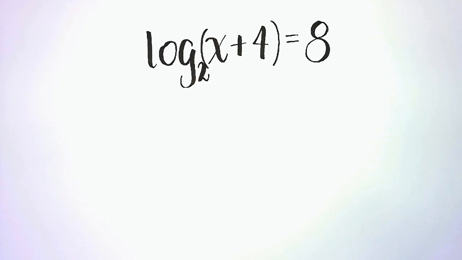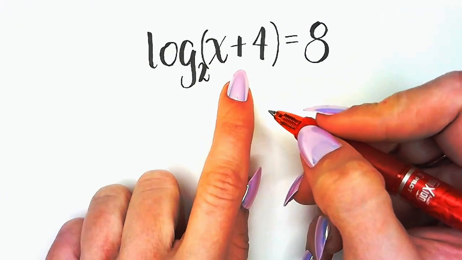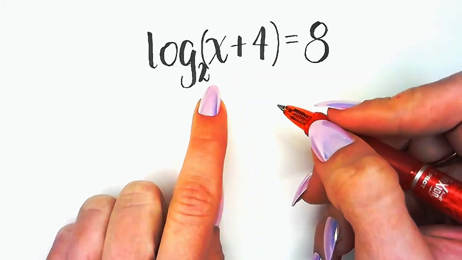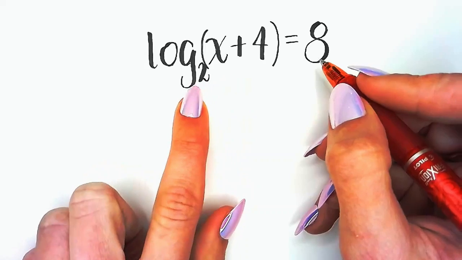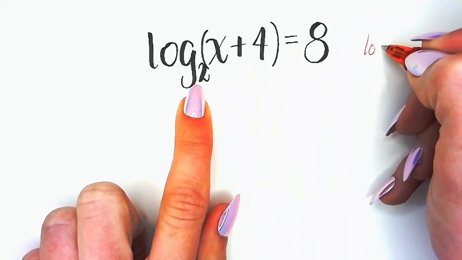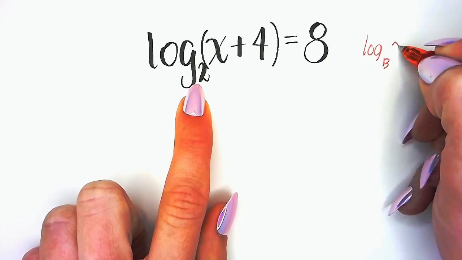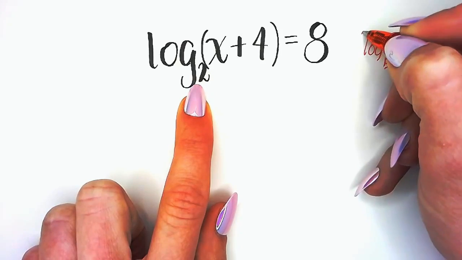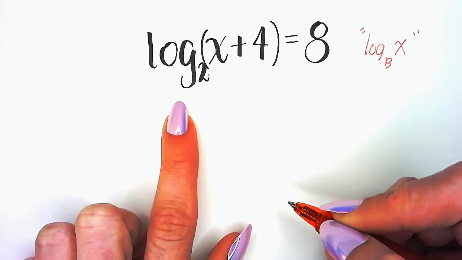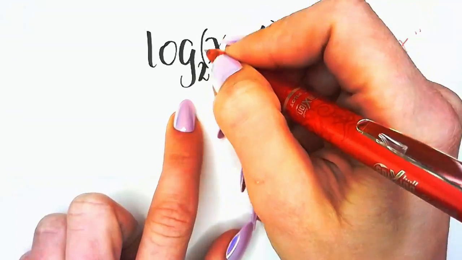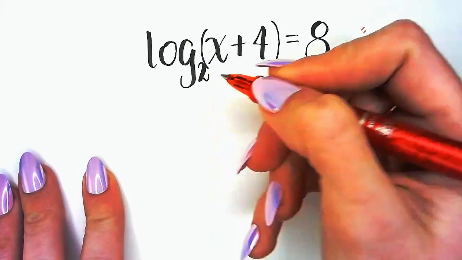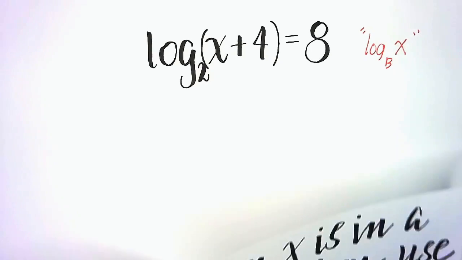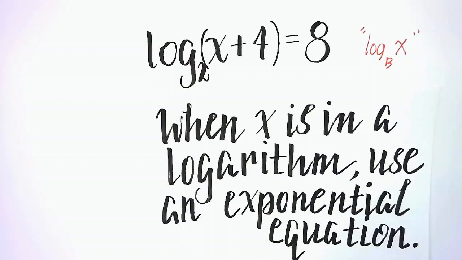This example is very similar to the last example. The main difference is here we have parentheses around the x plus 4. Log base 2 of x plus 4 equals 8. In this case, the log base b of x is already isolated. This whole thing right here represents the x in that expression. How do we deal with something like this? When x is in a logarithm, use an exponential equation.